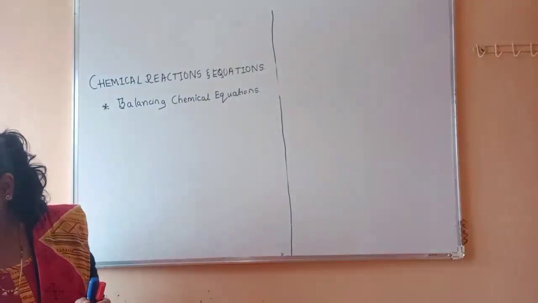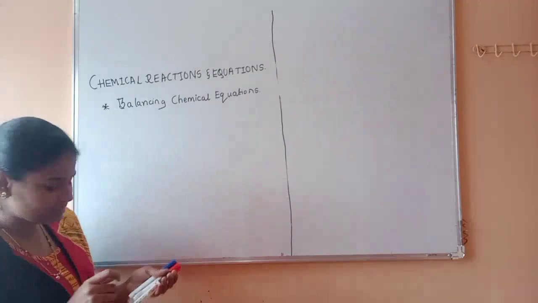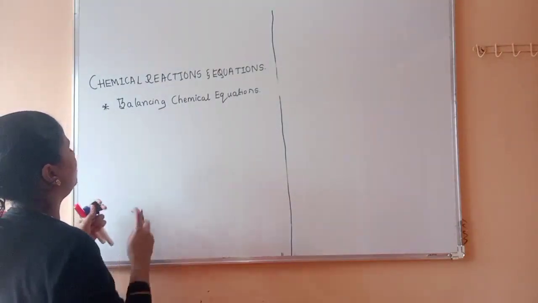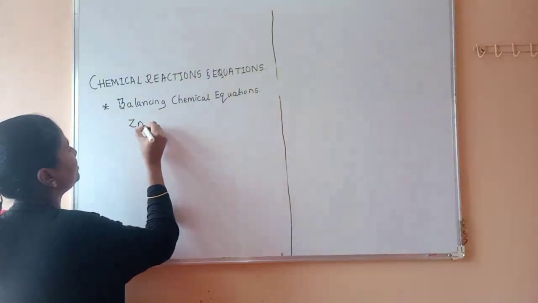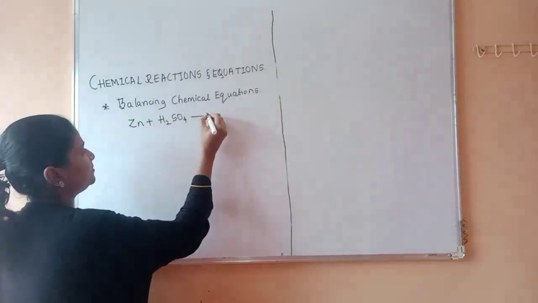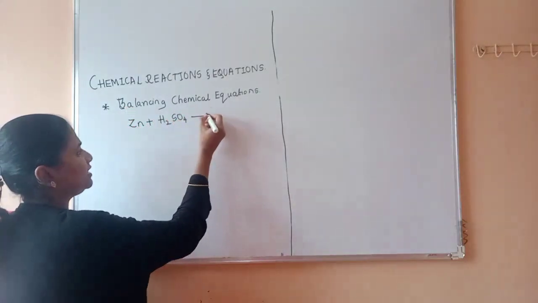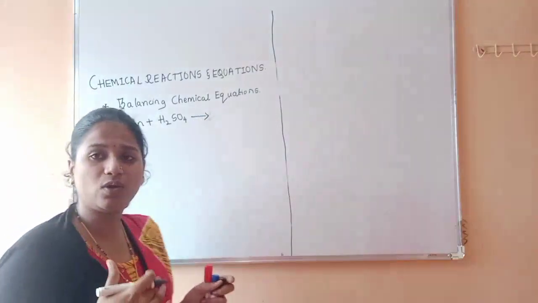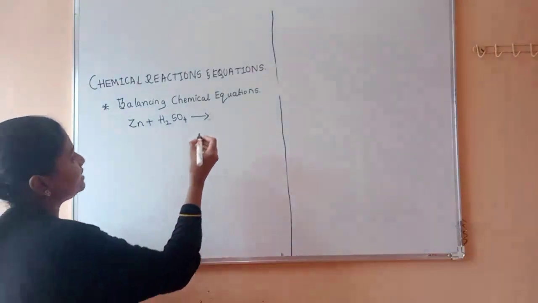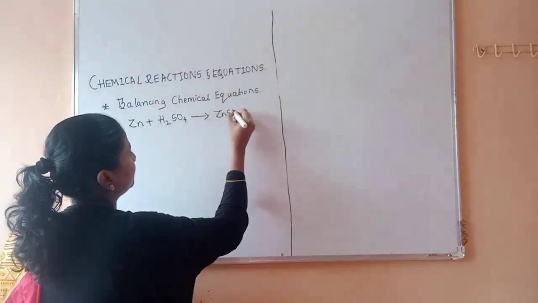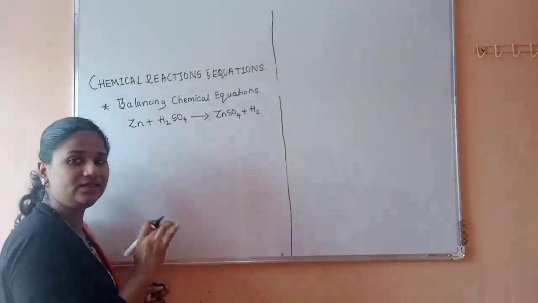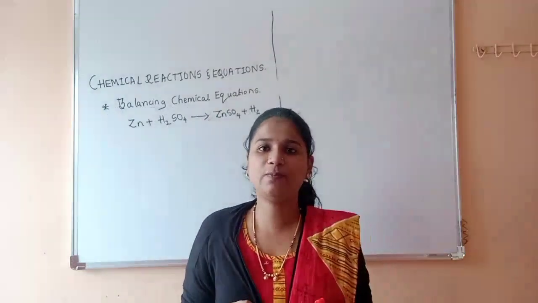The first example is zinc. Zinc reacts with H2SO4, that is sulfuric acid. When a metal reacts with sulfuric acid or any concentrated acid, what is formed? The products formed are zinc sulfate and hydrogen. This is the chemical reaction. Now, we have to balance it.